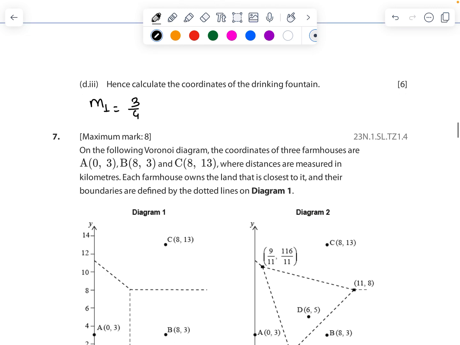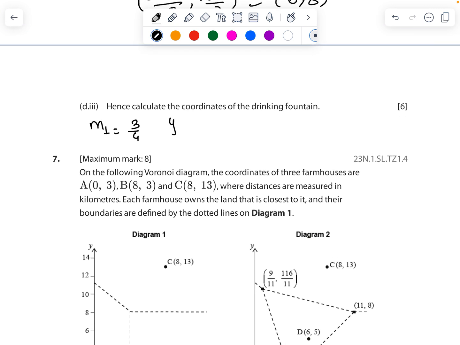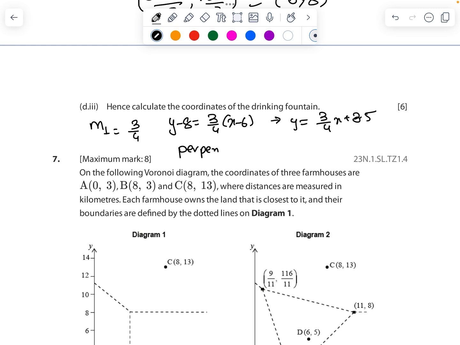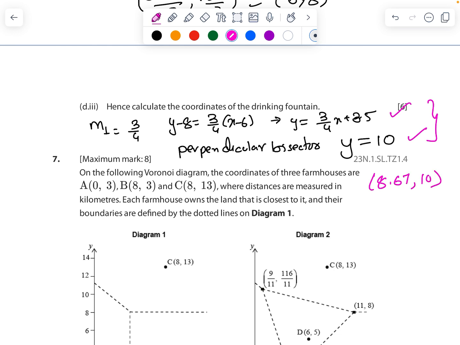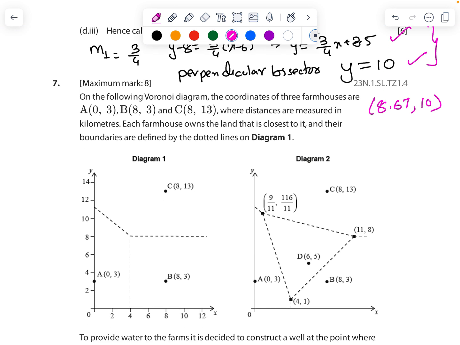So I got the perpendicular gradient as 3 upon 4. Then I find the equation of the perpendicular bisector, which is y minus 8 equals 3 upon 4 times (x minus 6). Then I get y equals 3 upon 4 x plus 3.5. This is one equation. Then I get the perpendicular bisector for BC. Because we know that the distance was 20, the perpendicular bisector will be halfway through it, y equals 10. Now solve these two perpendicular bisectors by using the GDC. You should be getting (8.67, 10). That's going to be the answer. That's why 6 marks.